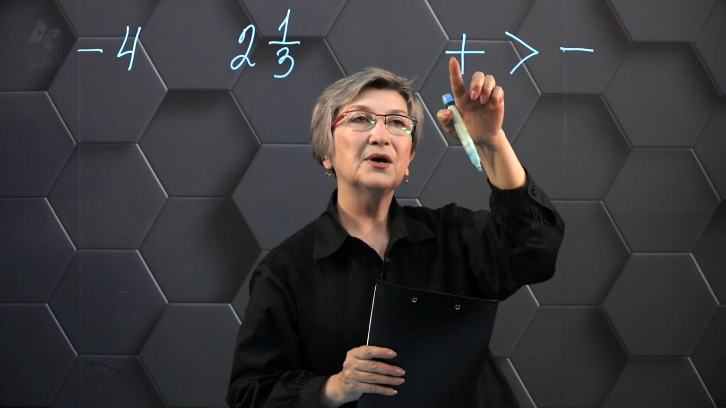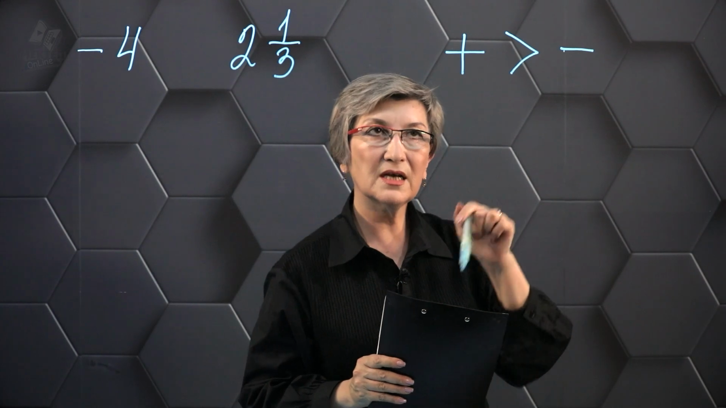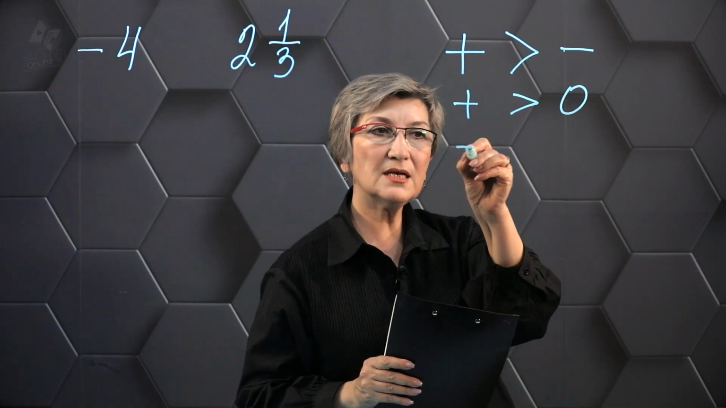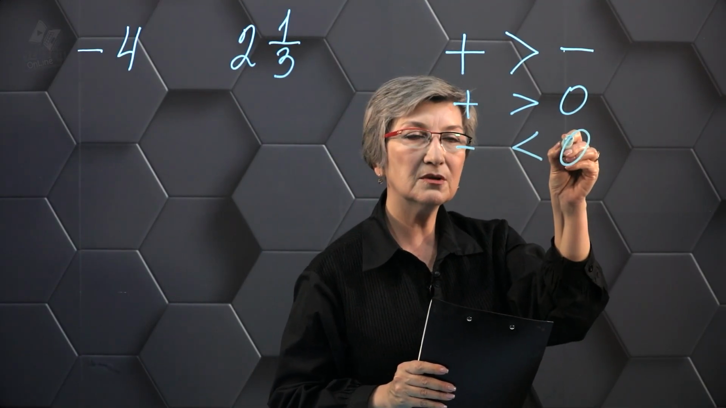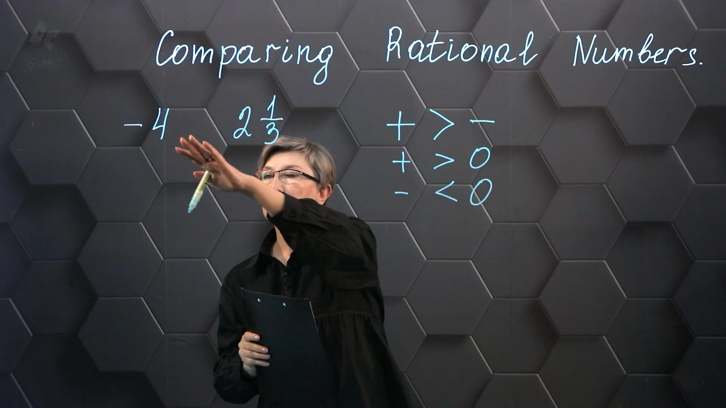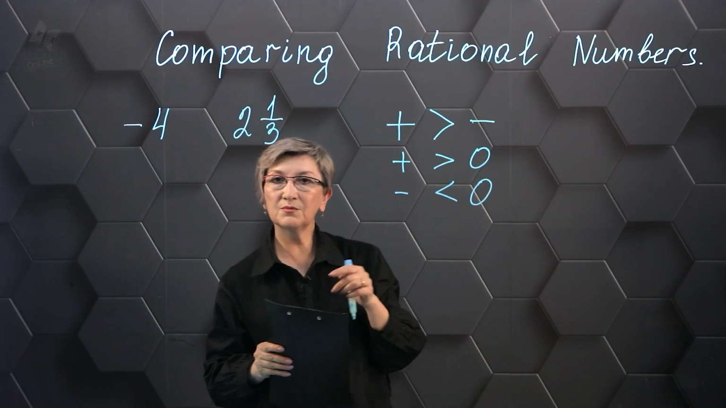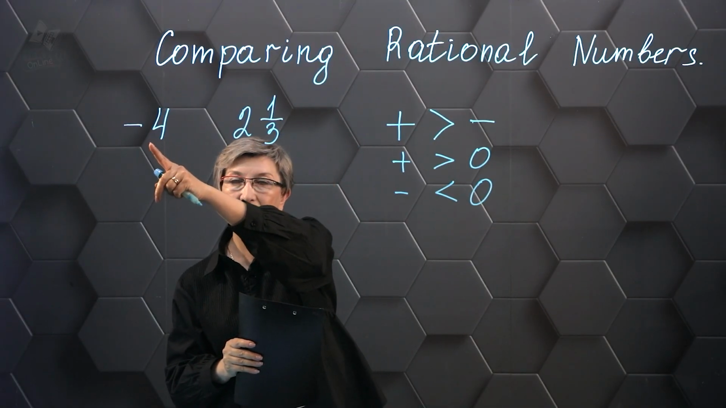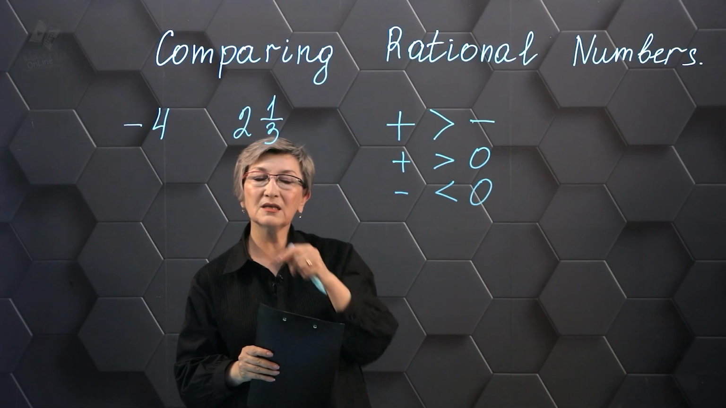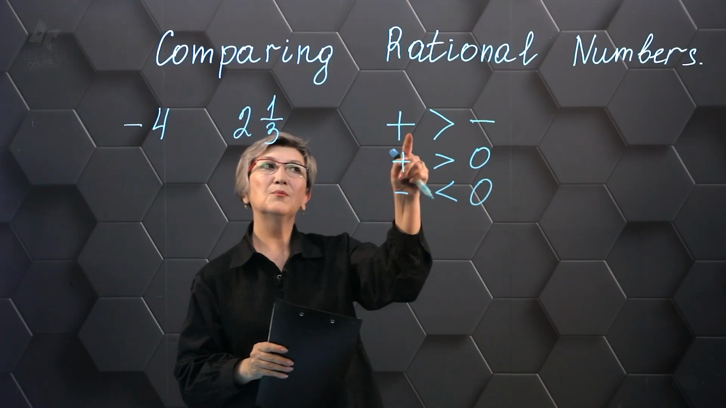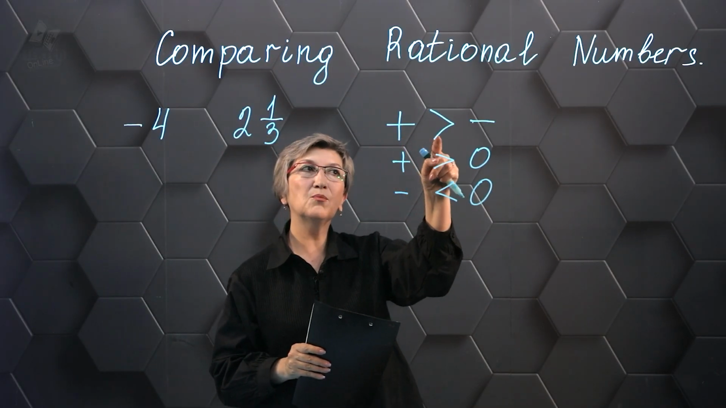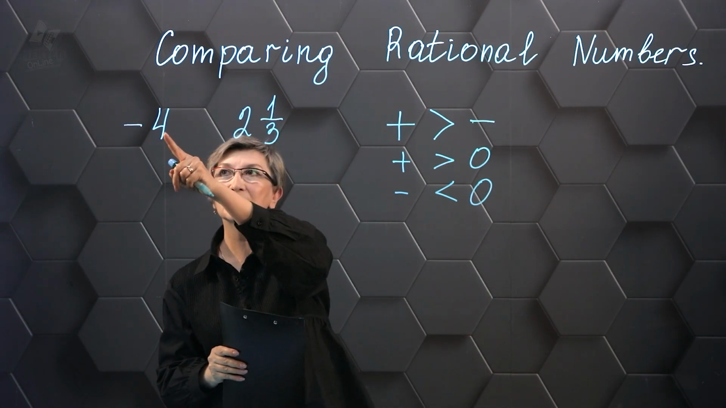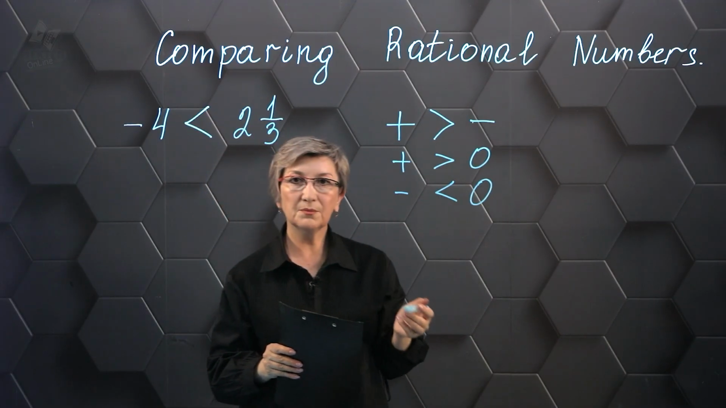So the basic rules: a positive number is always greater than a negative number. A positive number is always greater than 0. And a negative number is always less than 0. Using these rules, you and I will compare the number -4 and 2 whole 1/3. The number -4 is a negative number, and the number 2 whole 1/3 is a positive number. Then by rule, the positive number is always greater than the negative number. A positive number is greater than a negative number, then the negative is less than the positive.